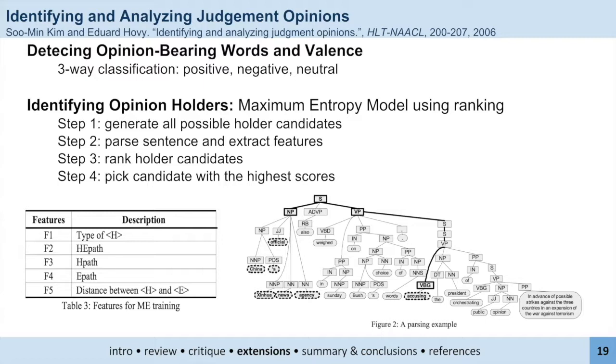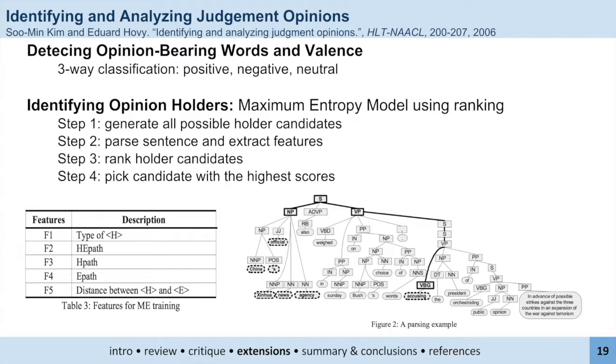Here is how the holder identification system works. First, it generates all the possible holder candidates given a sentence and an opinion. Second, it parses the sentence to extract features using its syntactic path information. The parsed sentence expresses a tree structure shown in Figure 2, where structural features are selected from it. The 5 selected features are shown in Table 3. The system then ranks the holder candidates according to the score obtained by the maximum entropy ranking model and selects the candidate holder with the highest score.